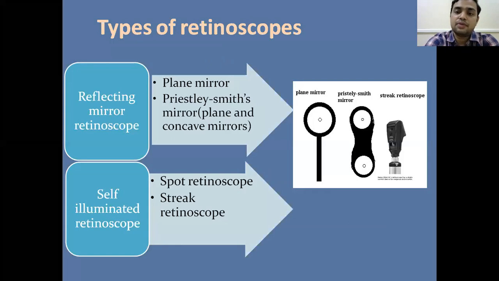So what are the different types of retinoscopes? There are 2 types. They are the reflecting mirror retinoscope, that is plane mirror and Presley Smith mirror, and the self-illuminated retinoscope. This is the self-illuminated retinoscope. Here the examples are spot retinoscope and streak retinoscope. Coming to the reflecting mirror retinoscope, we use plane mirror or Presley Smith mirror, which contains both plane and concave mirrors. So these are the types of retinoscopes: self-illuminated and reflecting mirror retinoscope.